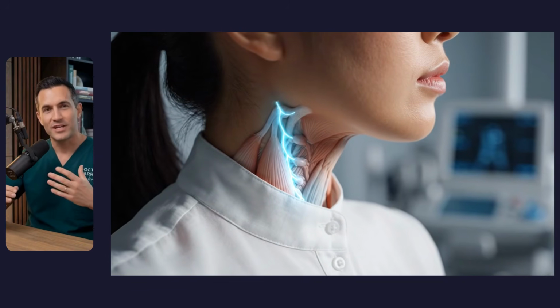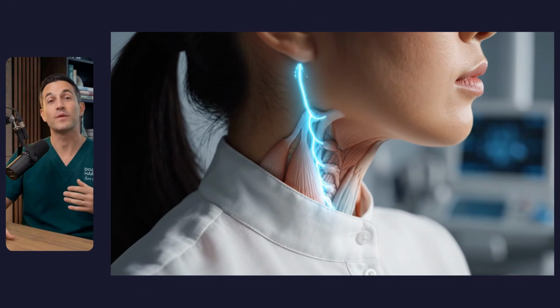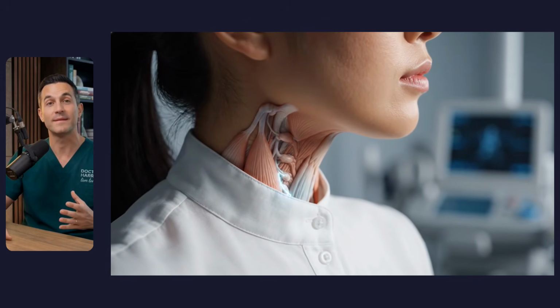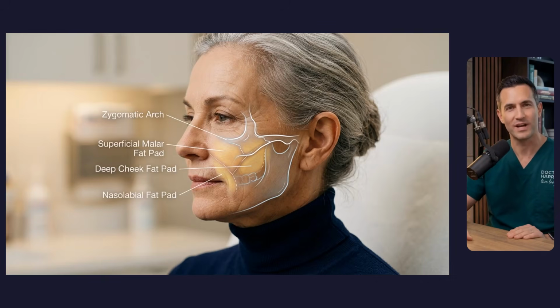The temporal fascia is a dense, fibrous sheet covering the temporal bone, the curved bone on each side of your skull. At its upper border, it attaches to the temporal bone itself. At its lower border, it connects to the zygomatic arch, the cheekbone, the lateral frame of the face, the horizontal strut that runs outward from the cheekbone toward the ear.